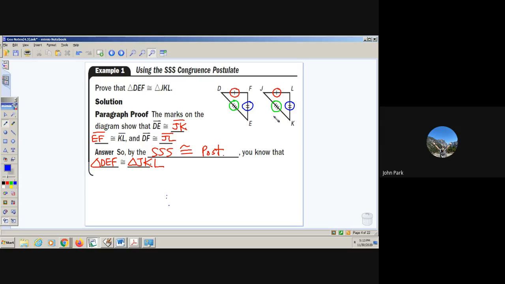And so using the SSS, the side-side-side congruence postulate that we just looked at, we could conclude that these two triangles are congruent. Once again, make sure that the letters match up when you say the two triangles are congruent. Okay, so that's the side-side-side congruence postulate.